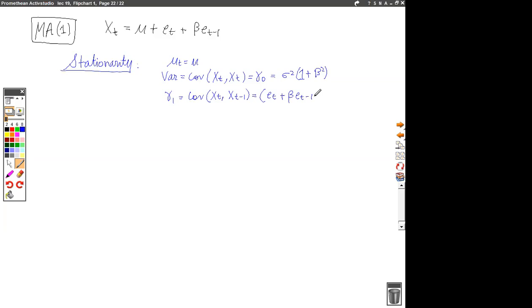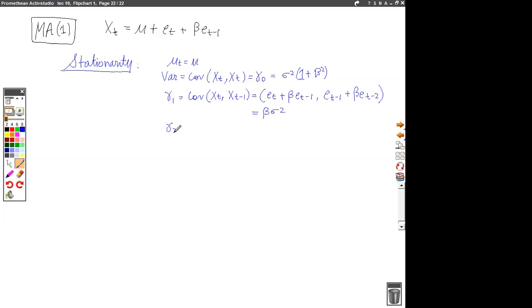So see, now when I was trying to figure out this gamma 1, I knew that I have to take xt minus 1 instead of xt plus 1, because I know that the terms that I will have in xt here are going to be t and t minus 1. So if I have to figure out any relationship, I should take xt minus 1, because if I write xt minus 1, it will have t minus 1 and t minus 2. So for xt minus 1, I will have et minus 1 plus beta et minus 2. And then again, this will go away, that will go away, and these are the only terms that will remain. So you will have beta sigma square.